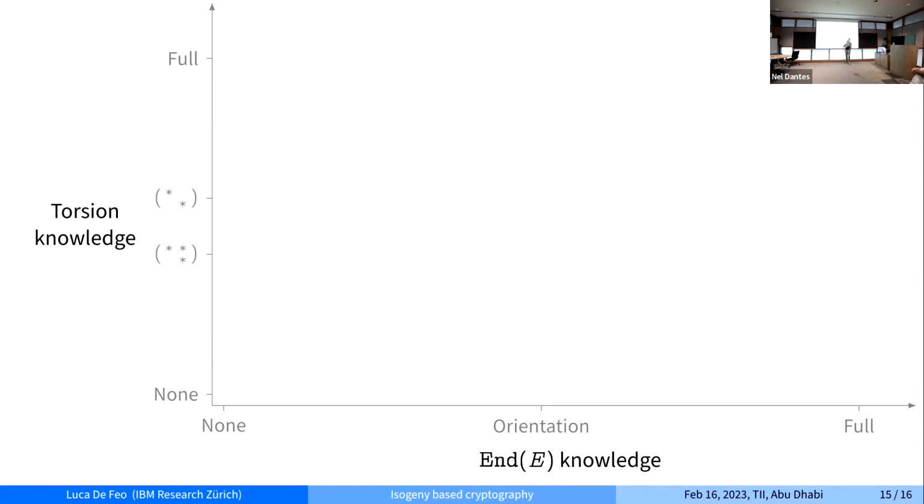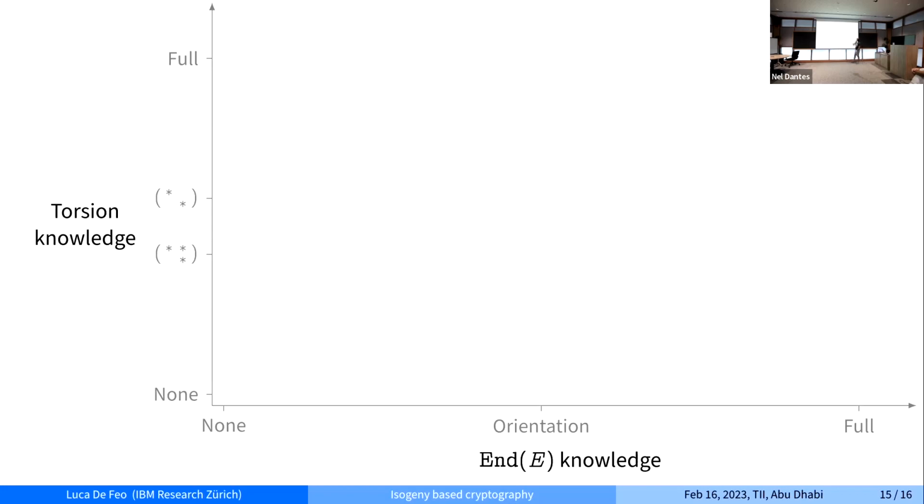So if we want to make a chart of the assumptions, maybe more visually useful than the website that I just showed you, is trying to arrange the cryptanalytic problems that we study along two axes. These are the most important two axes. One is what people call the torsion knowledge. And one is the knowledge of, I write here, End(E). You should read this as endomorphism ring. And now I'll explain what I mean by these two terms.